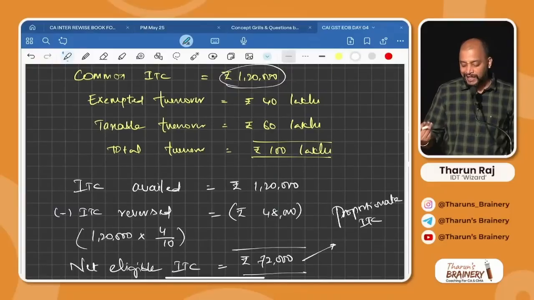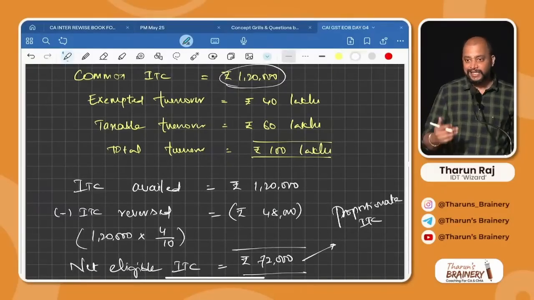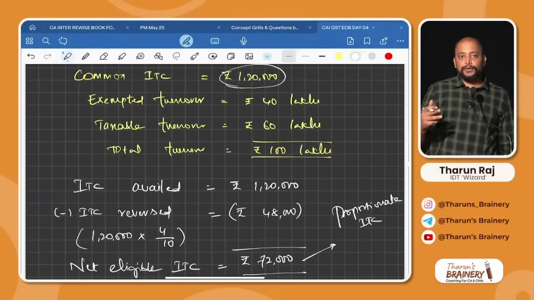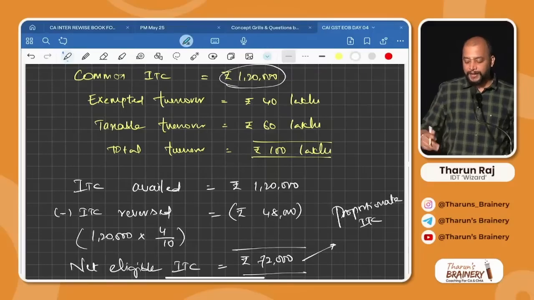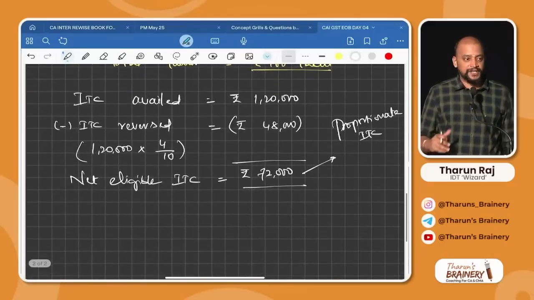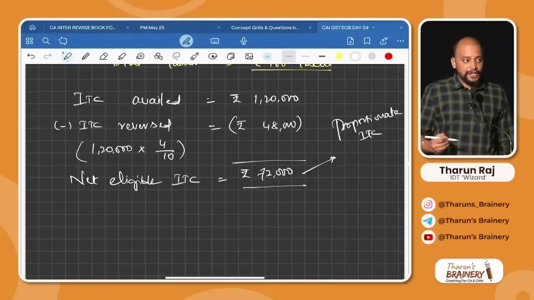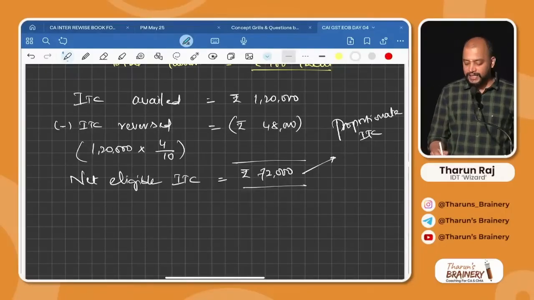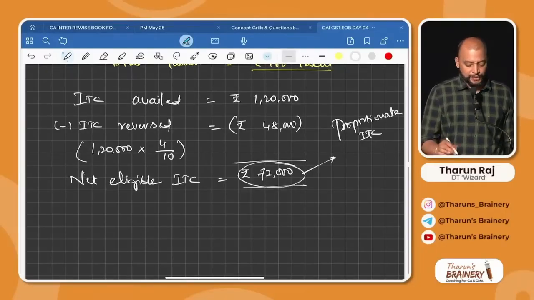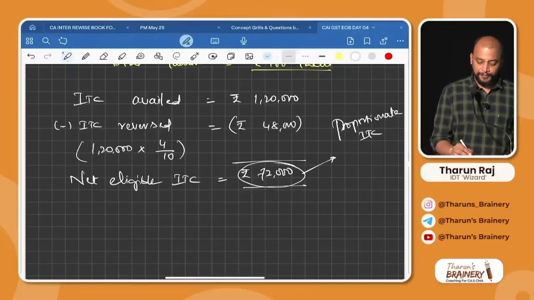And sir, why can't we take this directly 1,20,000 into 6 by 10? 1,20,000 into 6 by 10 is also 72,000 only. Now, sir, directly we can take. Yes, while doing MCQ you can do like that, but whenever you are writing, this is the way in which we have to do as per law. So first we need to take ITC, then we need to reverse the ITC, then it is called as net eligible ITC, that is 72,000. This is the process to be followed.